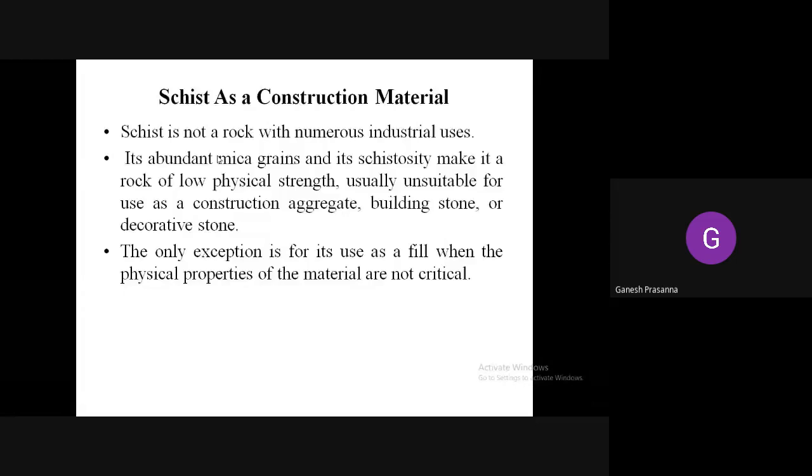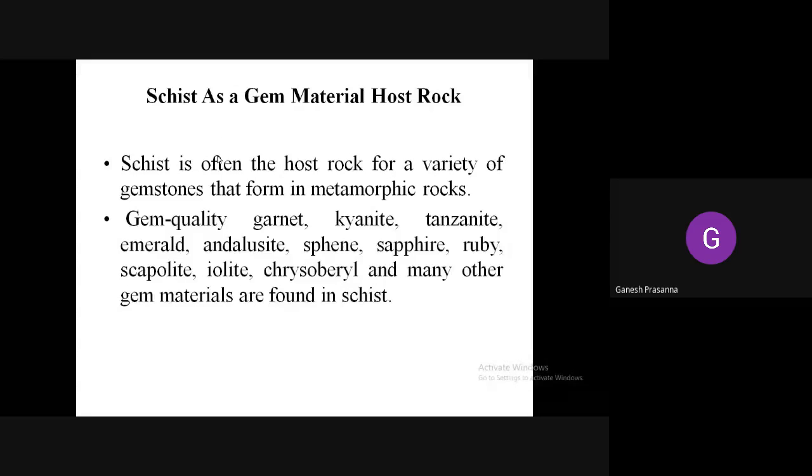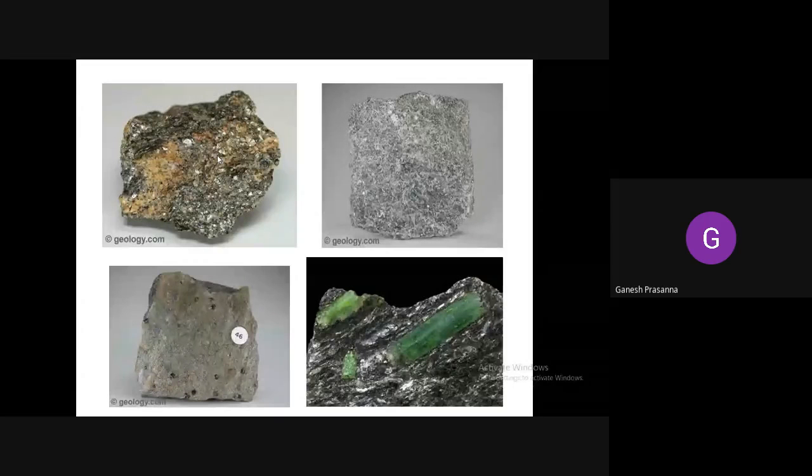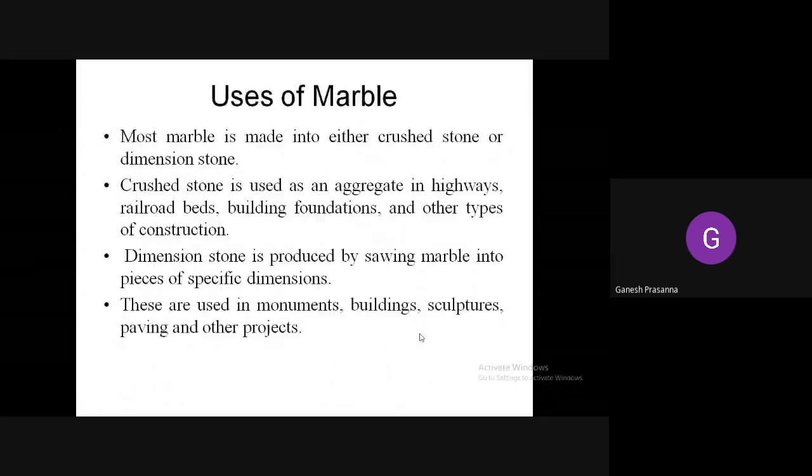Coming to schist as a gemstone material, yes, it is a host rock for a variety of gemstones. Gem quality garnet, kyanite, tanzanite, emerald, andalusite, sphene, sapphires, ruby, scapolite, iolite, chrysoberyl, and many other gem materials are found in the schist itself. You can see here beautiful garnets present within the schist, and the emerald, which is usually found in the schist itself.